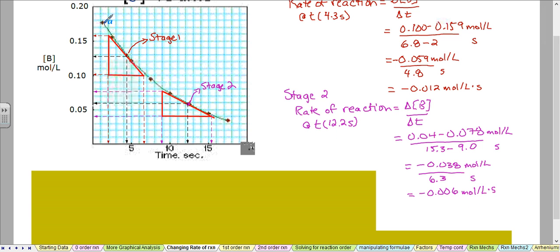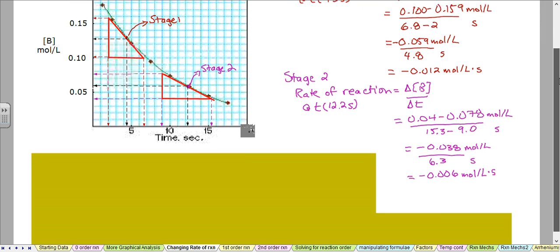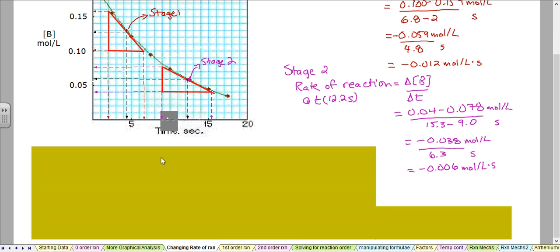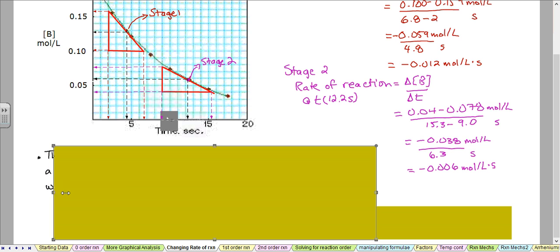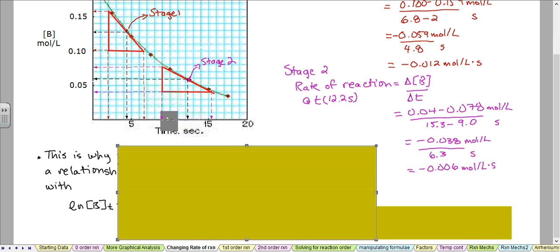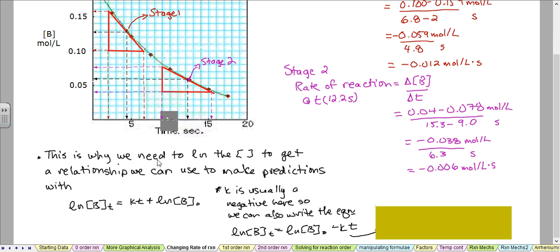So we know that our reaction is changing over time, the rate is changing over time, which would make sense, that it would slow down as you start to lose more and more of your reactants. So let's take a look here and see why this is, or how we can use this to try and determine a relationship.